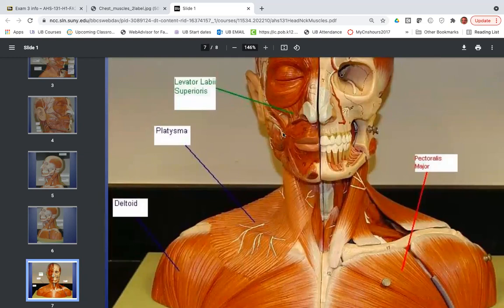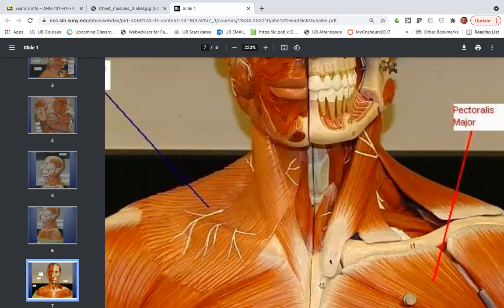Okay, so here from the front view, we can see the platysma muscle nicely. We can see the sternocleidomastoid here and the sternocleidomastoid here. And you can really see the sternal division, and you can see the clavicular division of the sternocleidomastoid here. You can also see the upper fibers of the trapezius, the upper traps right here.